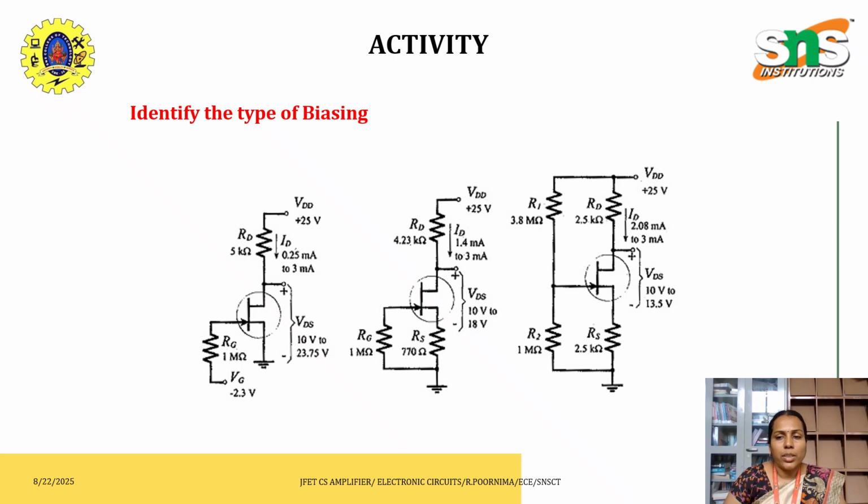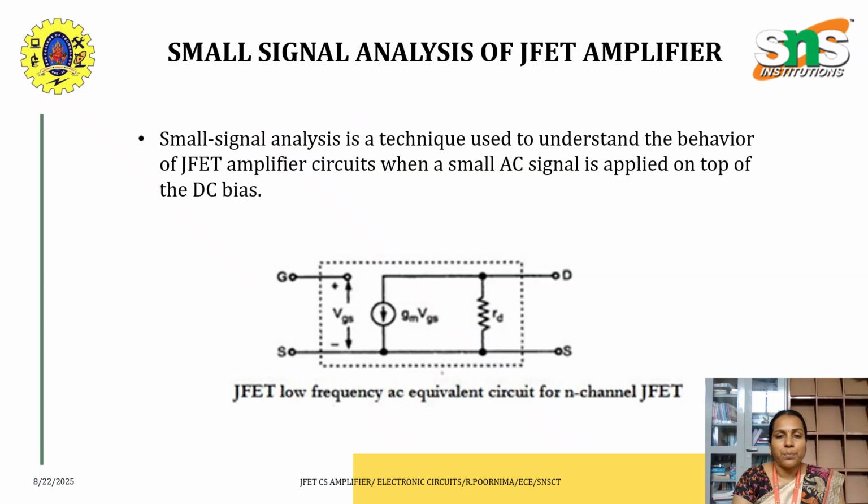So, activity: identify the types of biasing in these three circuits. Here the JFET is given in fixed bias, self bias and voltage divider bias configurations.